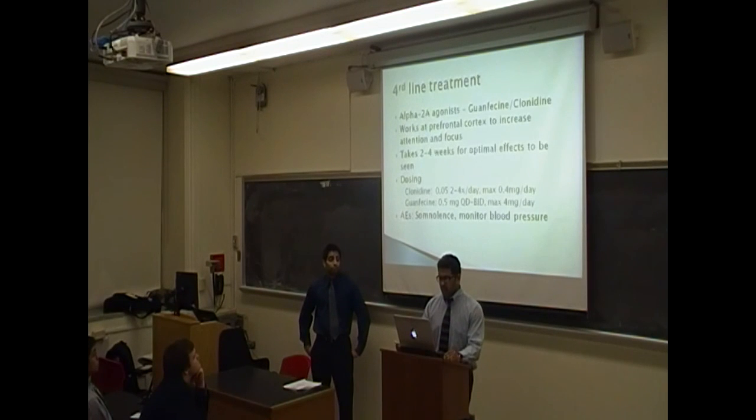You see the dosing regimens for these drugs. For clonidine, you take 0.05 milligrams 2 to 4 times a day, and then you titrate up to a max of 0.4 milligrams a day. And for guanfacine, you can take 0.5 milligrams once to twice daily to a max of 4 milligrams a day. You start obviously at the lowest dose and you titrate up if needed. Again, these are last line drugs, so you always take that into account.